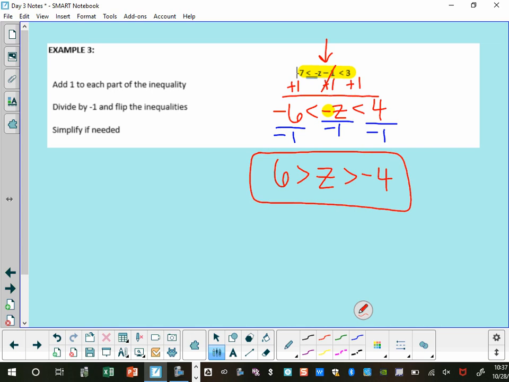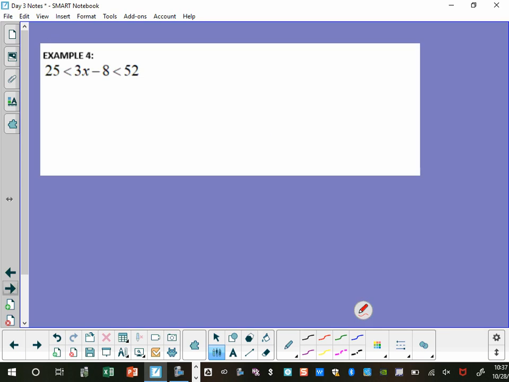All right, let's do my last example on the first page. Example 4. I have 3x minus 8 is greater than 25 and is less than 52. What should I get rid of first in this equation? The -8. Yeah, we always start in the middle. So if I'm starting in the middle, my options are 3x and then -8. I'm going to get rid of that -8 by adding 8 to all 3 sides.